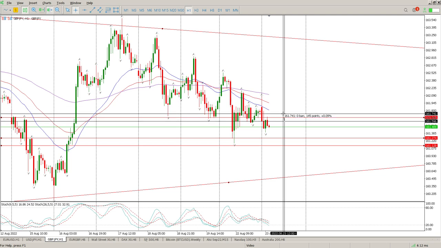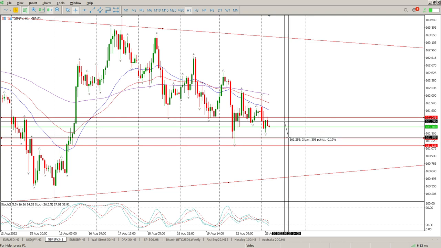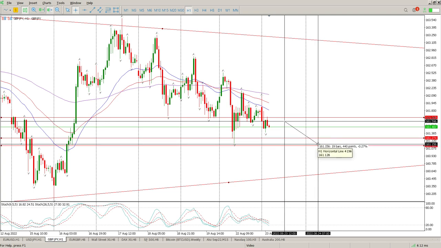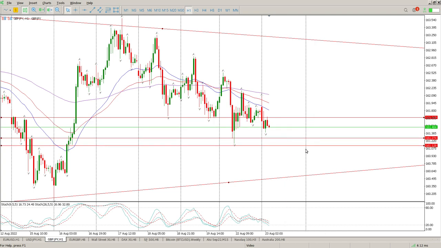Stop just above it, so you're going to be risking about 140 points, and you're looking at 300 points for the first level. And then you have another level further down, which is around 460 points, which is right here. 161.128. So that's kind of the area. If we get through that zone, then I'd expect us to come down here and test the bottom of this triangle.